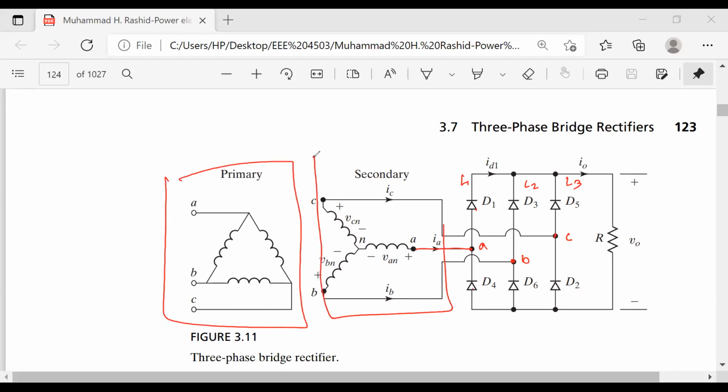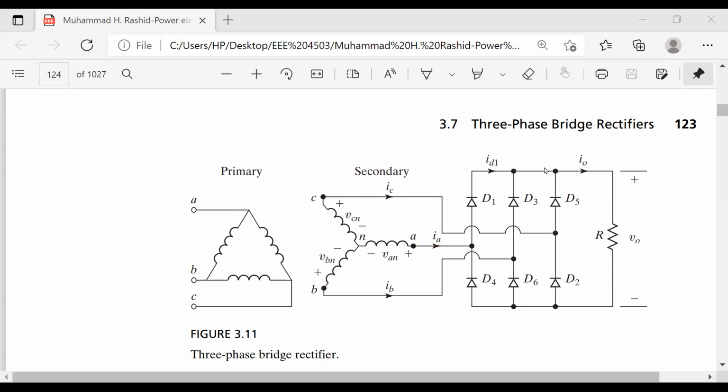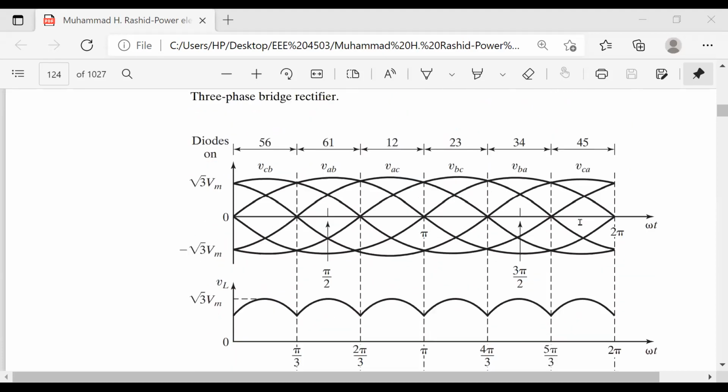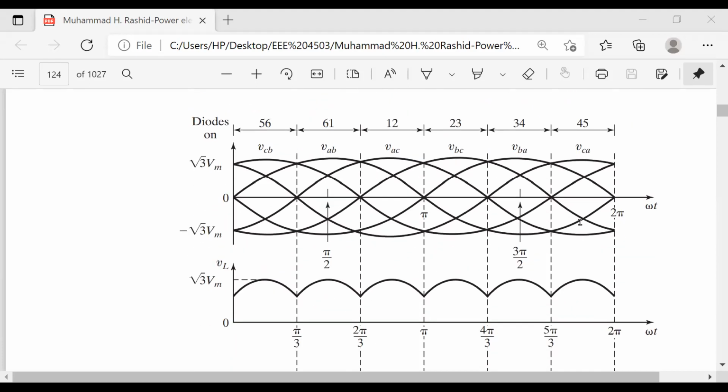Look here. This is your primary, and this is your secondary. What does it mean? Suppose you are using a transformer. The primary side is the delta and the secondary side is the Y, a delta-Y transformer. This is your generating side, and from that generator we have connected this 3-phase rectifier. Now, here is a very easy way to understand it. So you follow my pen, okay?